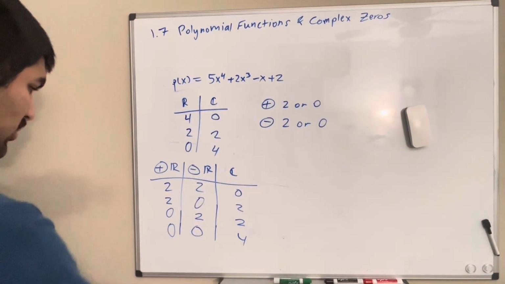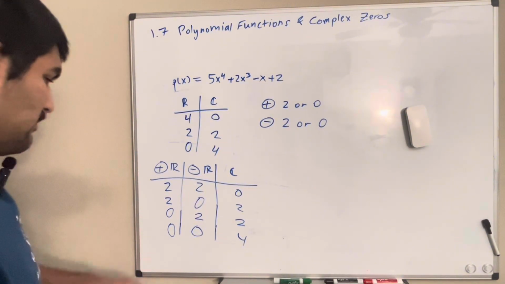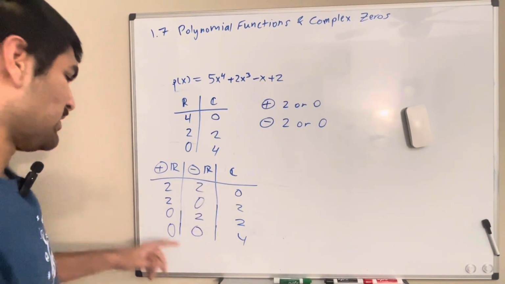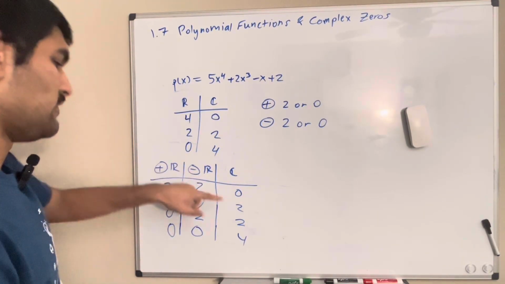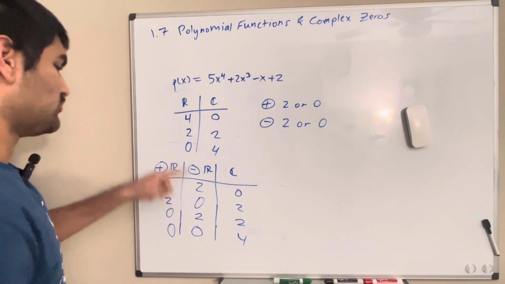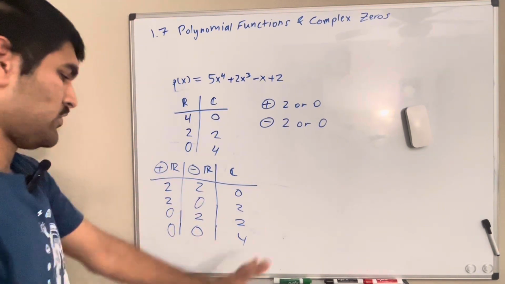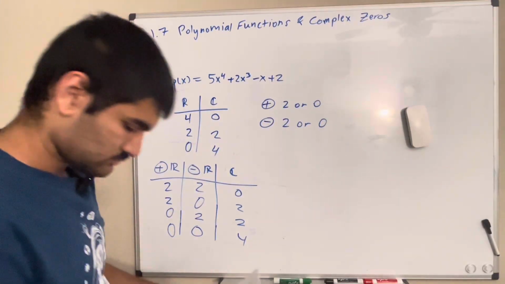And so this is kind of like your chart. So these are the different possibilities. So you can have 2 positive, 2 negative, 0 complex; 2 positive, 0 negative, 2 complex; 0 positive, 2 negative, 2 complex; or no reals and then just 4 complex, right?